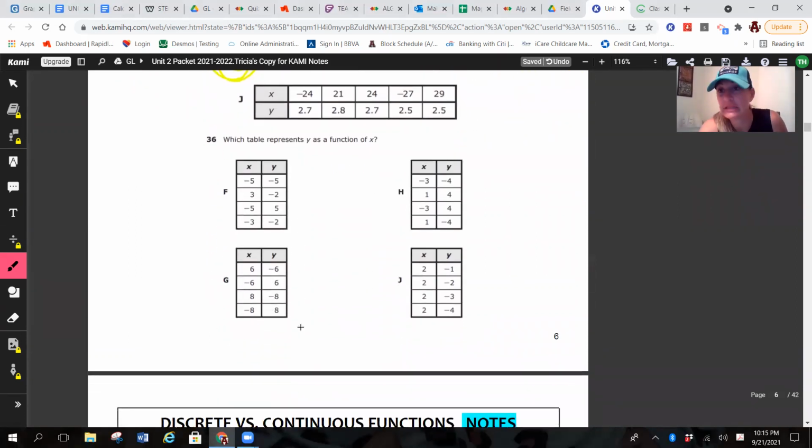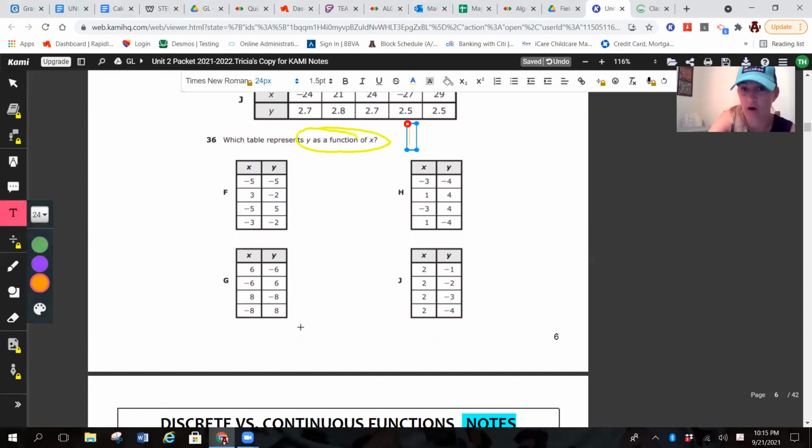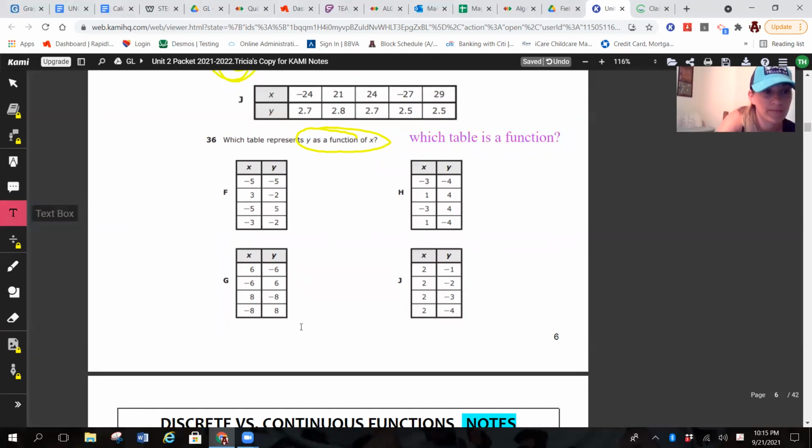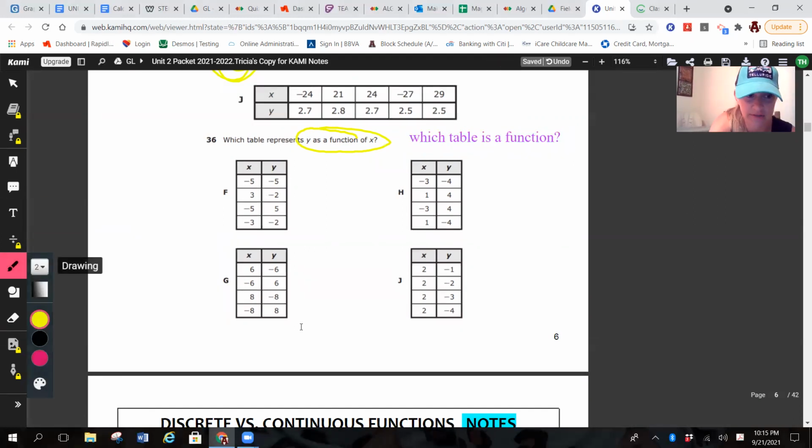The last question. Now these are all STAR questions. So some freshman has taken the STAR test and has had to answer this question. Which table represents Y as a function of X? All this means is which table is a function. All right. Which table is a function?